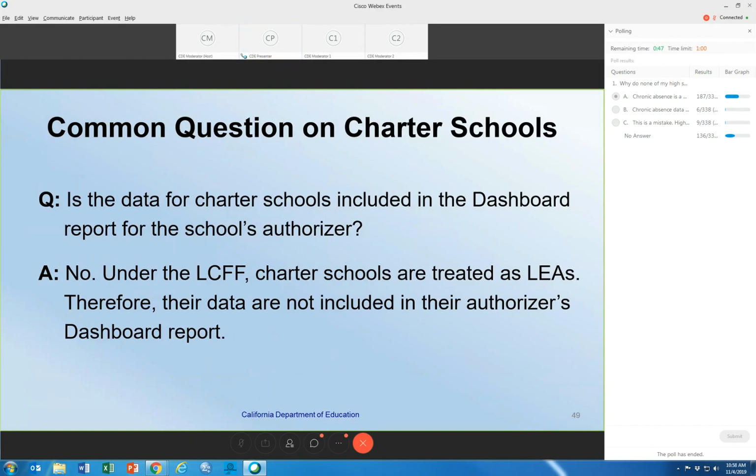So another common question that we get on charter schools is whether the data for charter schools included in the dashboard is reported for the school's authorizer. And that answer is no, because under LCFF, charter schools are treated as LEAs, therefore their data is not included in their authorizer's dashboard. I know this can be confusing because sometimes we treat charters as LEAs, and sometimes we treat them as schools under the dashboard. So in this particular instance, no charter school data is included in the authorizer's dashboard.